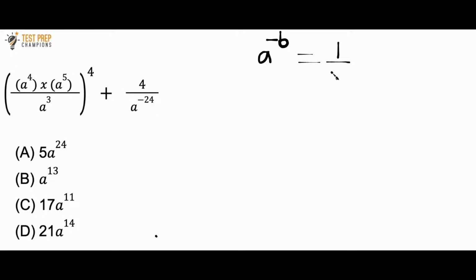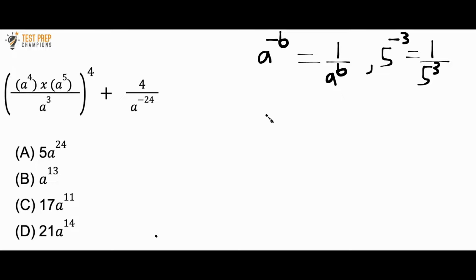So the first exponent rule that I want you to know is that anytime you have a base raised to a negative exponent, we can rewrite that as 1 over the same base raised to the same exponent, but the exponent will be positive. Let me give an example: 5 raised to the negative 3. I can rewrite that as 1 over 5 raised to the positive 3. So that's one exponent rule that you should know.